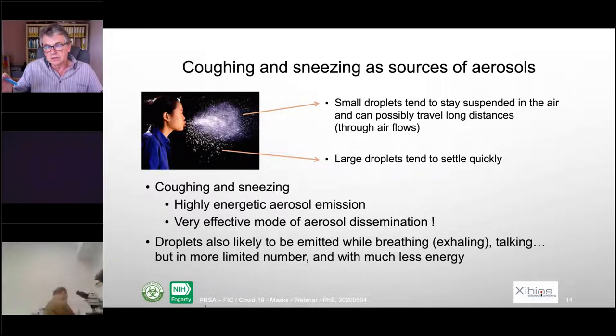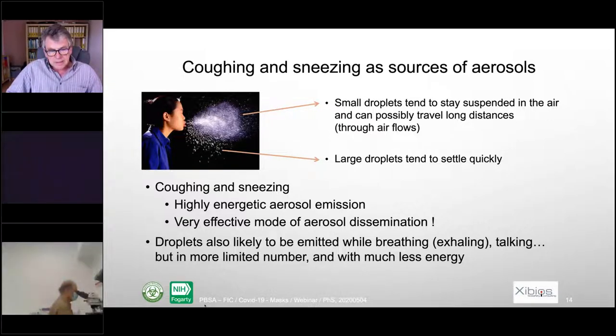The largest ones will settle very quickly, but the fine ones will stay in the air for quite a long time. These are real aerosols that can really move through airflows. So coughing and sneezing is a very energetic source of aerosol dissemination. It's a very effective mode of dissemination also for the viruses and for the bacteria. Why? Because there are some fine droplets that will be able to move and to contaminate other people, objects, or infect some people.